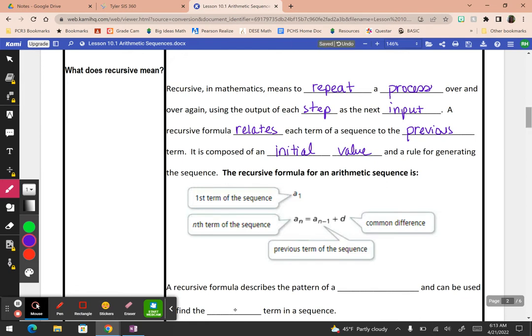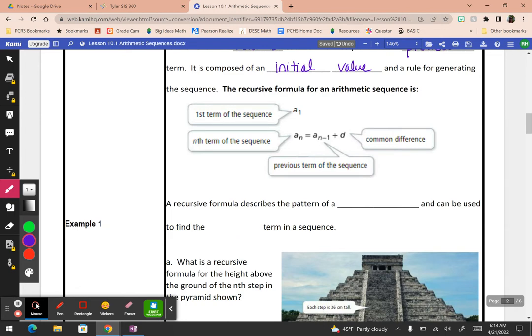Okay, so the biggest thing about recursive is when I teach kids this, I always say it's not very helpful. And here's why. Recursive means repetitive, and it goes based off of what you previously knew, which means that you have to know the previous term to get the next term. Okay. So if I know the first term, right, and I want to know the 52nd term in the sequence, I would have to go all the way to the 51st term to get the 52nd one. So it's a lot of work and it's not overly helpful.